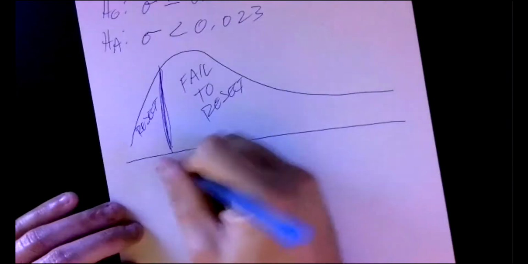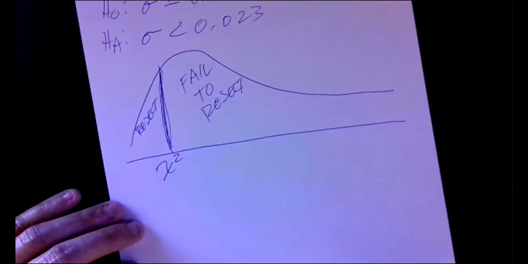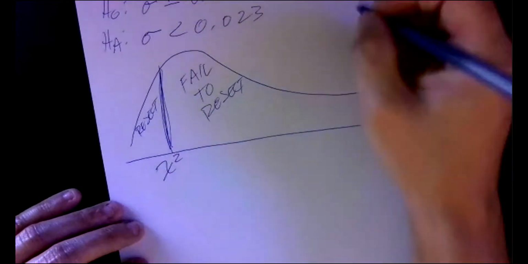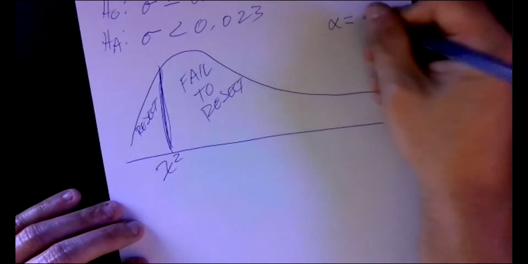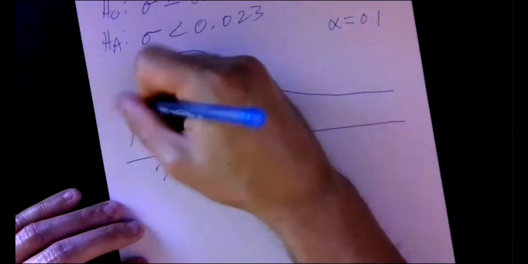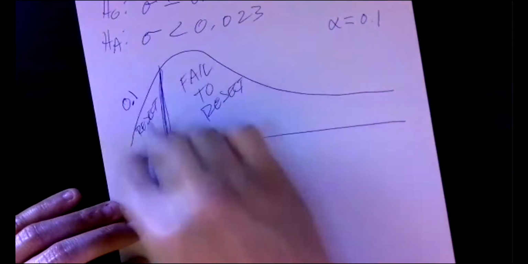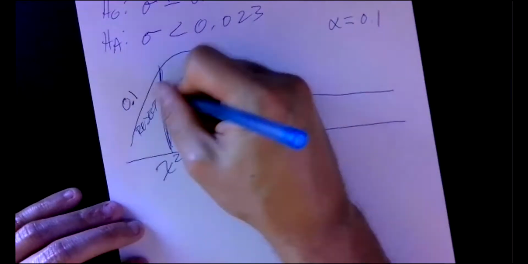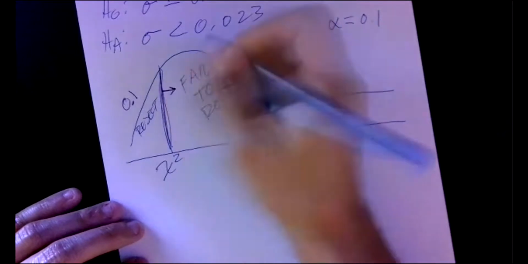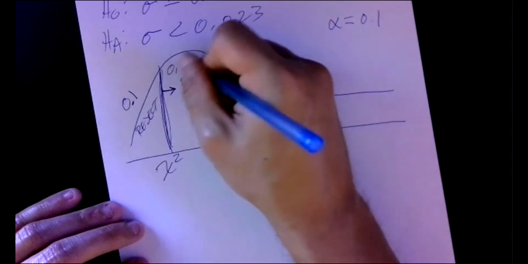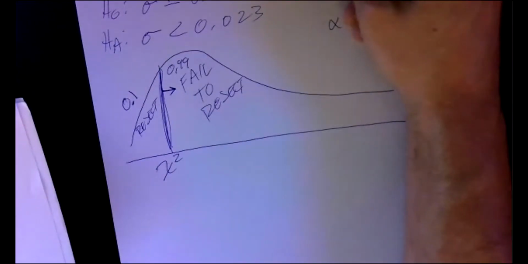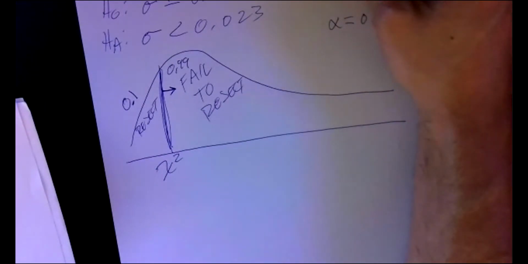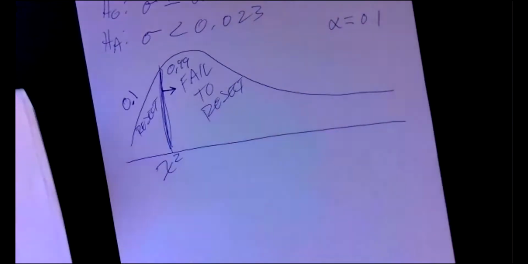Okay, let's find the critical value. The alpha value is 0.1. Now be careful. That 0.1 is the area in the tail. Chi-squared distribution is the area to the right. So 1 minus that would be 0.99. The sample size is 37 pennies, which means degrees of freedom are 36.